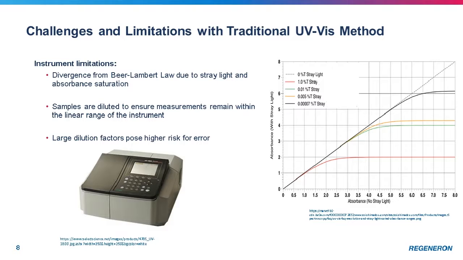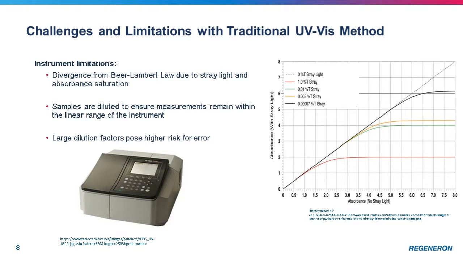It is difficult to obtain high-resolution measurements without increasing measurement times or producing very expensive and difficult-to-manufacture equipment. As a result, we run into challenges with traditional UV spectrometers, where measurements start to diverge from the Beer-Lambert law. This is particularly due to stray light and absorbance saturation.